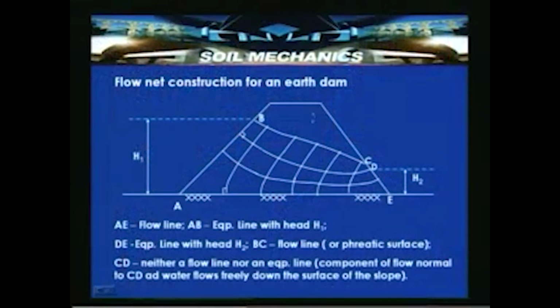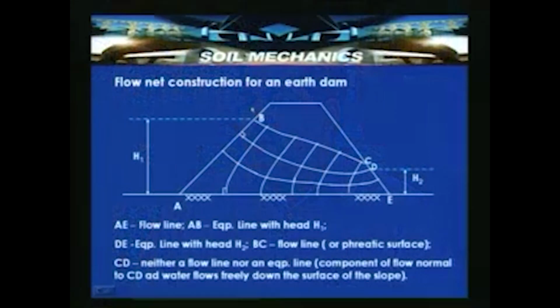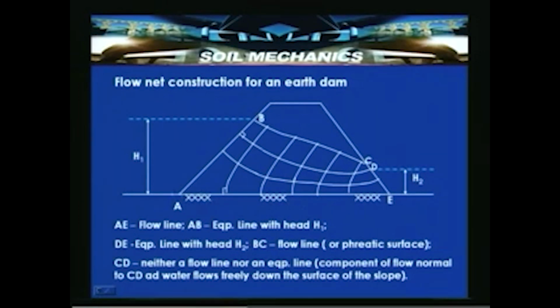In another example of flow net construction of an earthen dam, where you have got a headwater level and tailwater level, the situation is slightly different from the previous case. Then how does the phreatic line change? Say for example, here you have a cross section of a dam A, B, which is shown here like this, and which has an upstream water level with a head of H1 and a downstream water level with a head of H2.